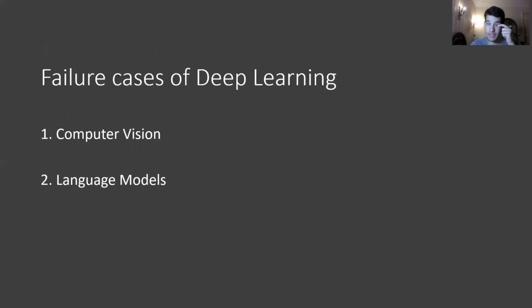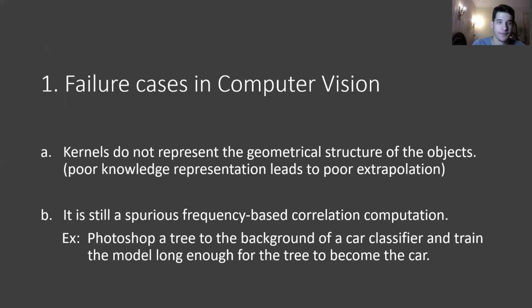So, failure cases of deep learning. Let's talk first about computer vision, then language models. So, failure cases in computer vision. Kernels or feature detectors do not represent the geometrical structure of the objects. Let's take an example. When we're trying to detect vertical lines, do these vertical lines preserve the geometric structure? The answer is no. Why?